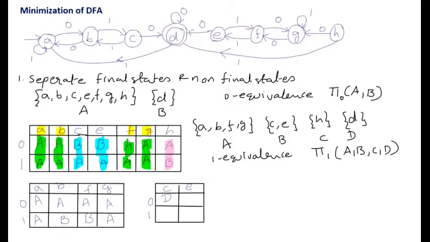And C on 1, it is moving to B and B belongs to the set A. E on 0, it is moving to the state D and D belongs to the set D. E on 1, it is moving to the state F and F belongs to the set A. Now we need to identify the patterns.